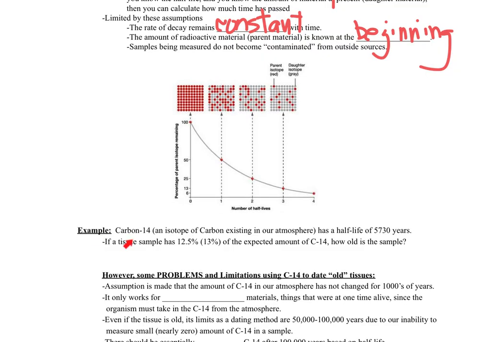Going down here, carbon-14 is the most famous radioactive material that we use for dating, at least for things that were organic, things that had carbon in them, things that were living at one time, plants and animals specifically. You cannot carbon date rocks. Rocks are not organic. They essentially have no carbon-14 in them.